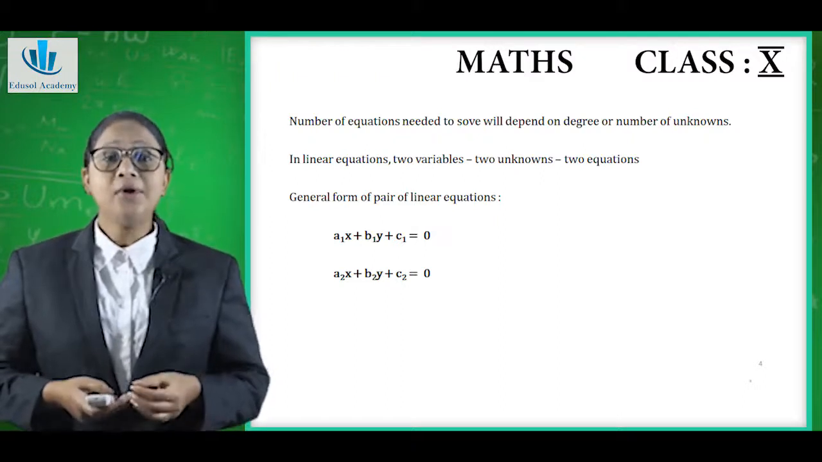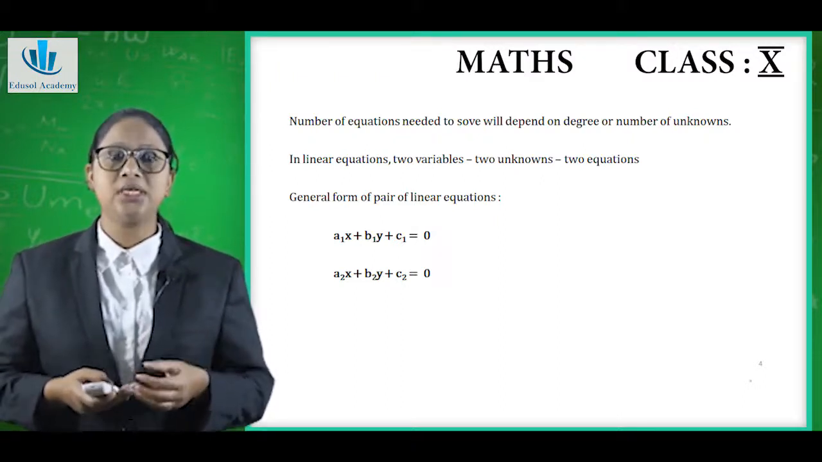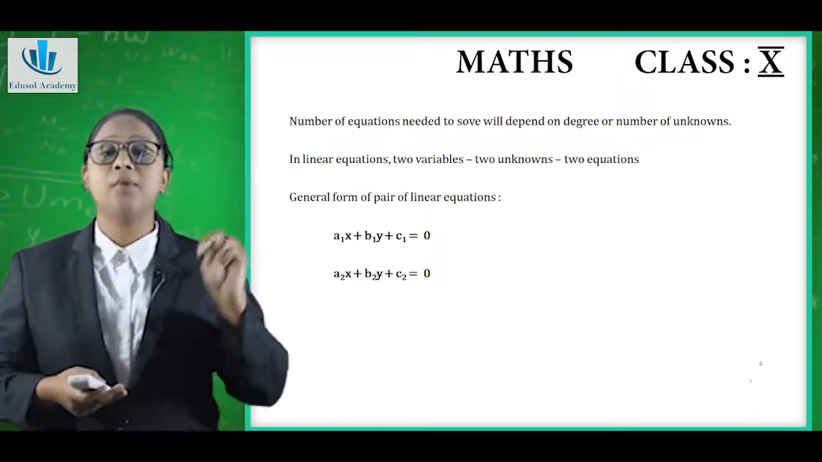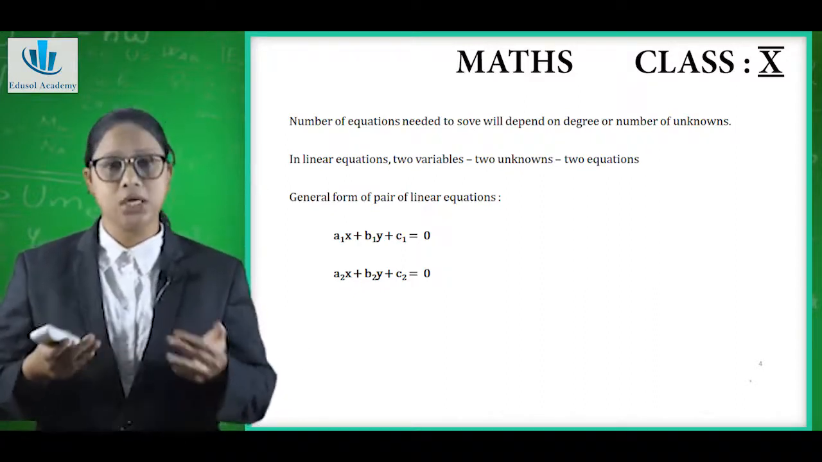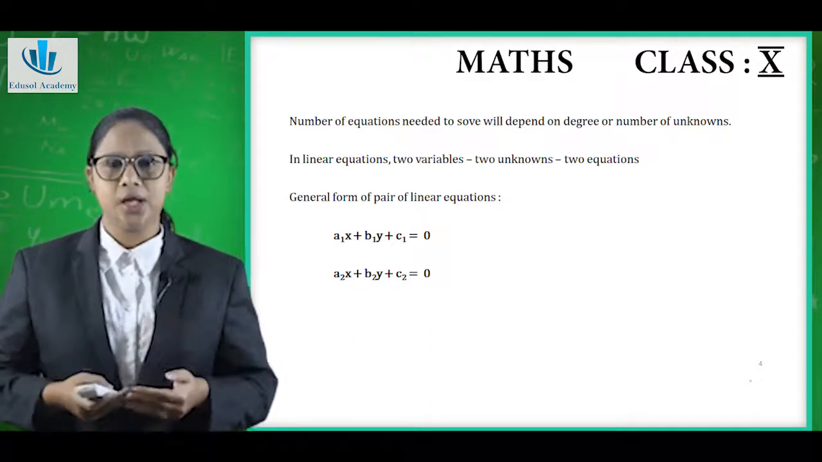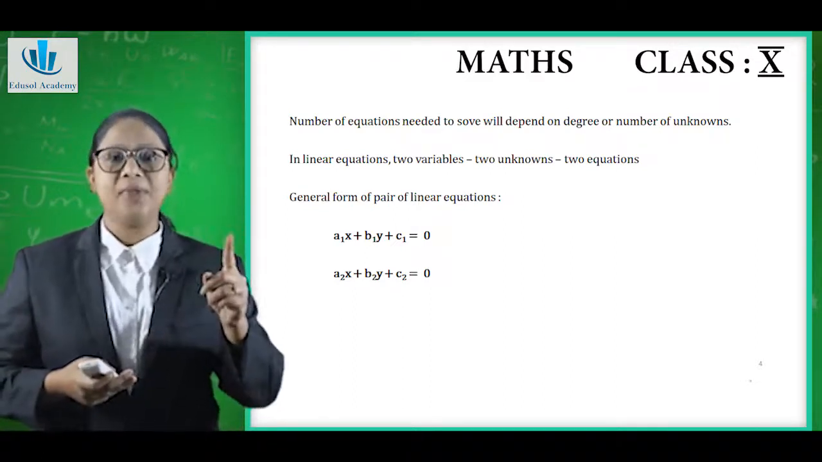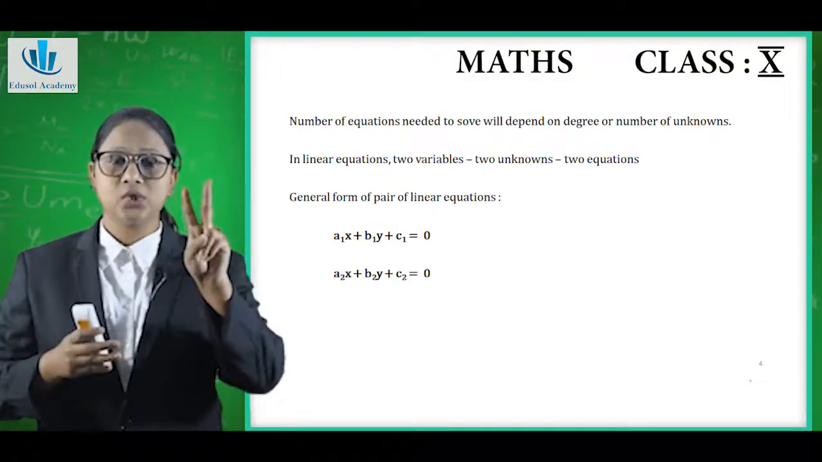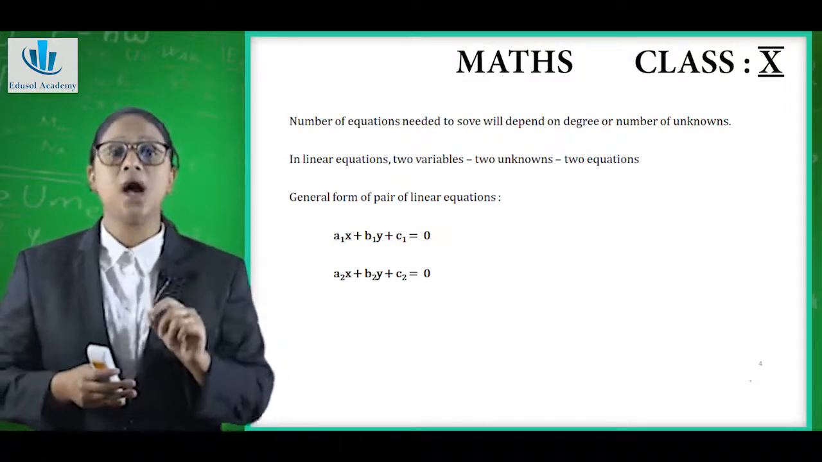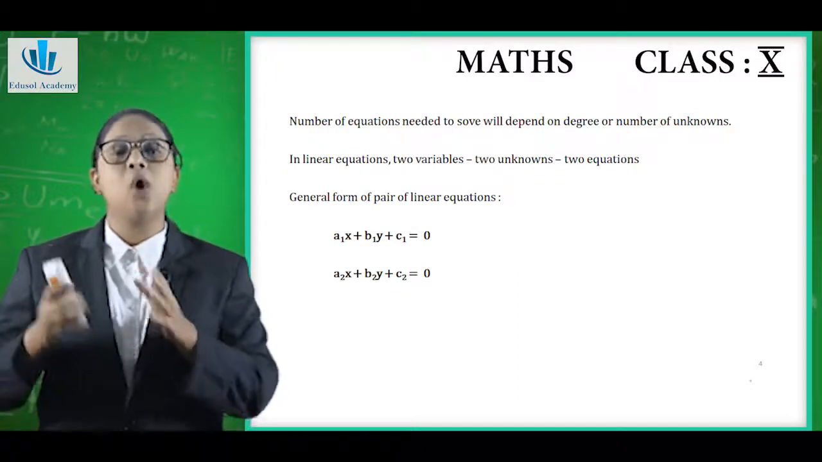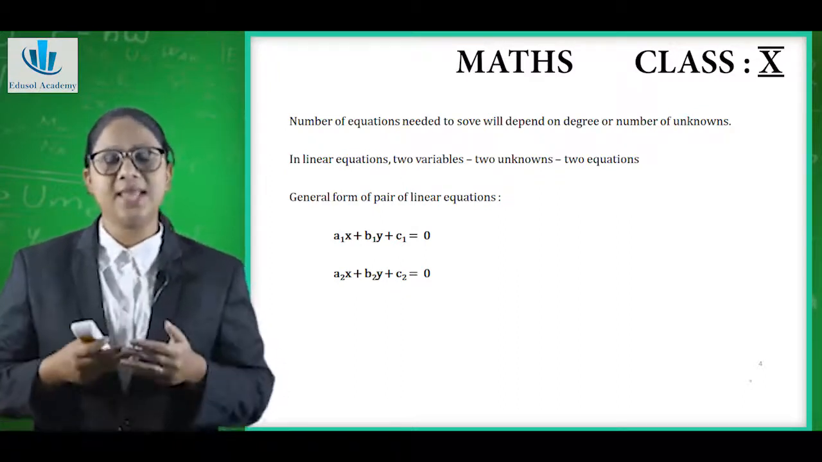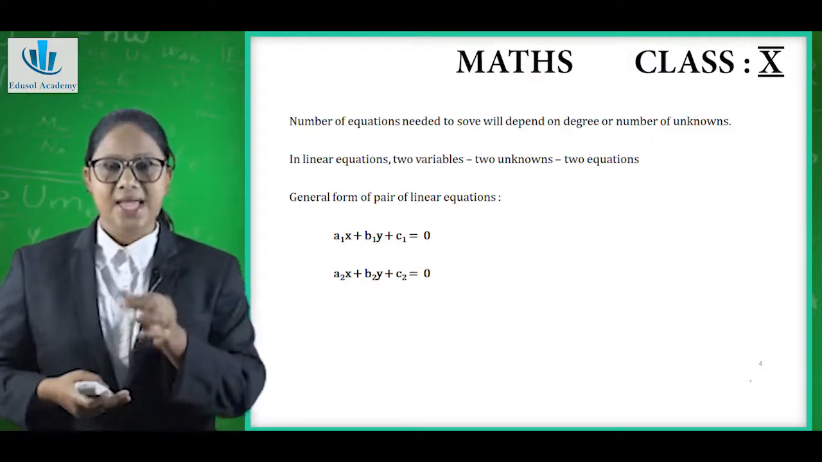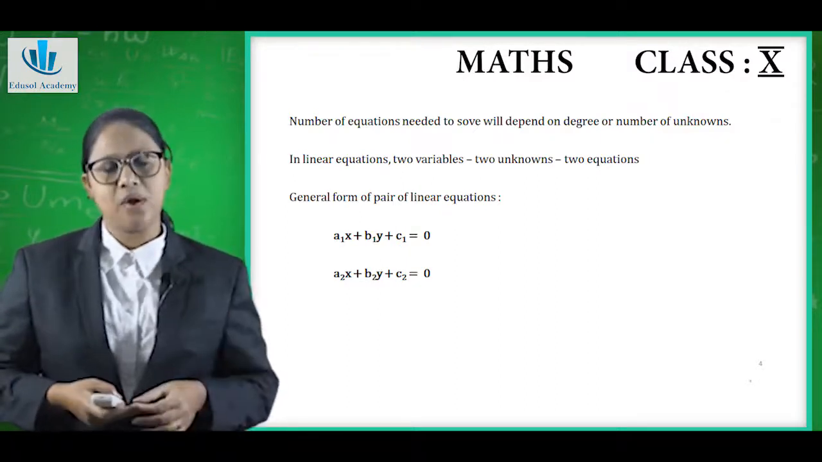Now, the number of solutions an equation will have will depend on its degree and the number of variables or the unknowns. So in a linear equation, the degree is 1 and there are two unknowns x and y. So 1 into 2, 2. So which means that there are two possible values, one for x and one for y. That's what we mean by the solution of linear equation. So x can take one value, y can take one value.